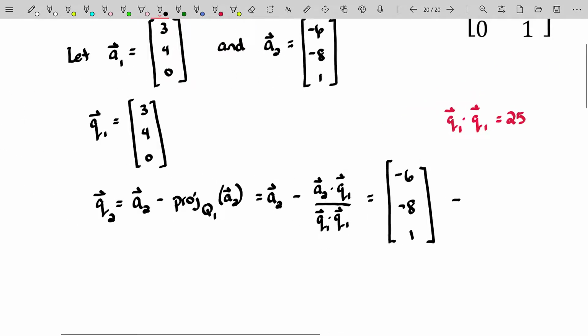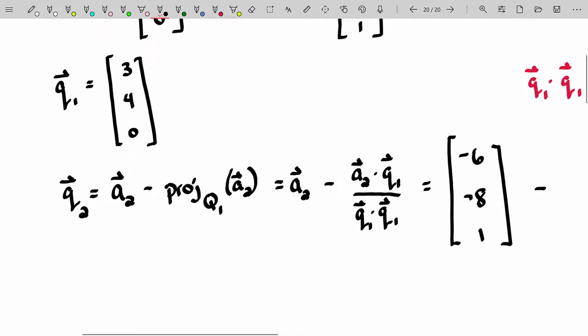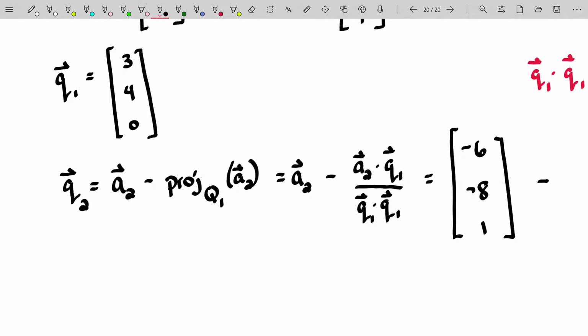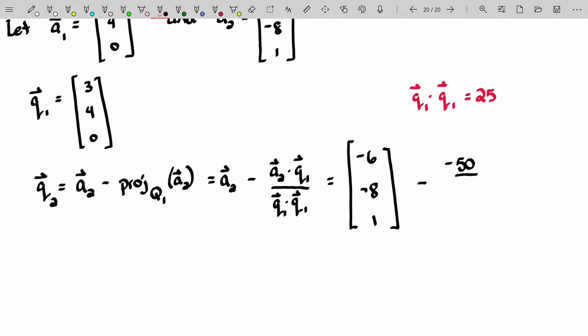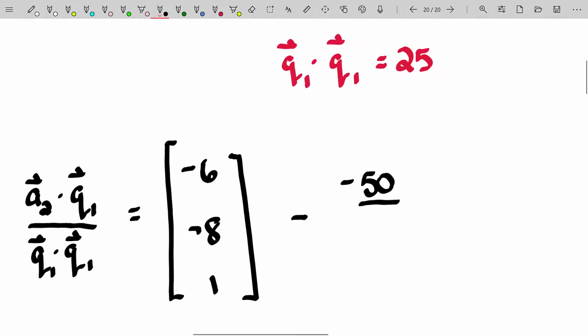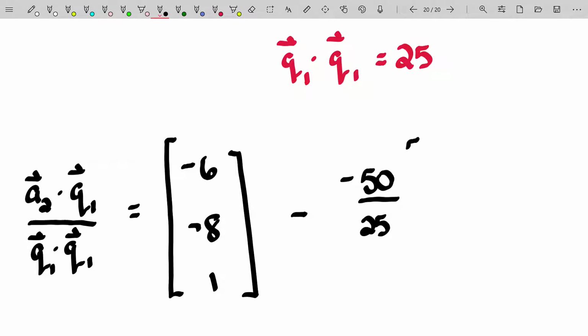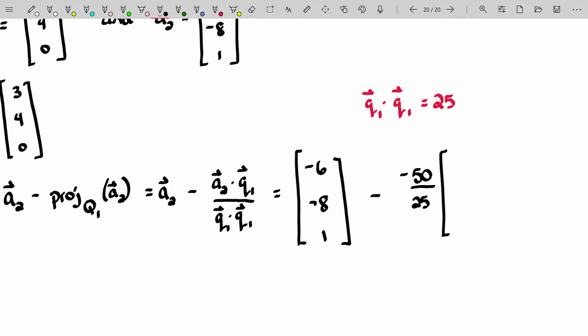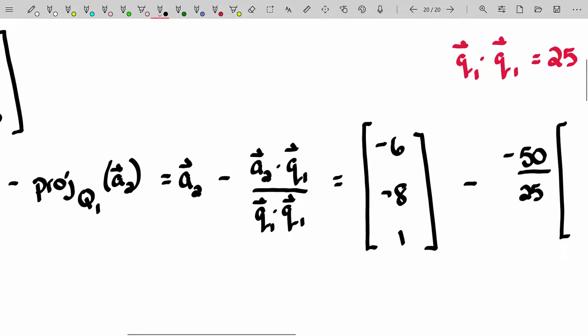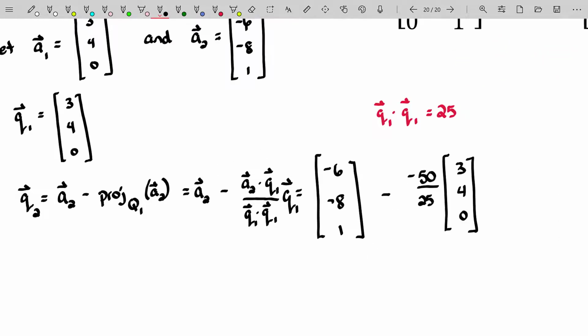That's a sub 2. Now let's take a sub 2, dot it with q sub 1. So that'll be, what is it, negative 18 minus 32 plus 0. We're going to divide that by q1 dotted with itself, which we already have written in red up above, and multiply that result by, oops, I didn't even write it. I should have written it. Sorry about that. Q sub 1. Little minor hiccup there. Sorry about that.